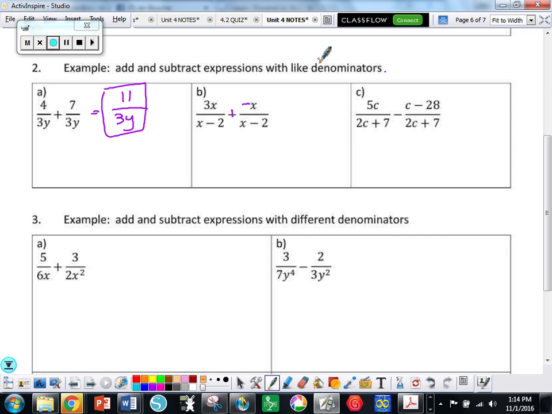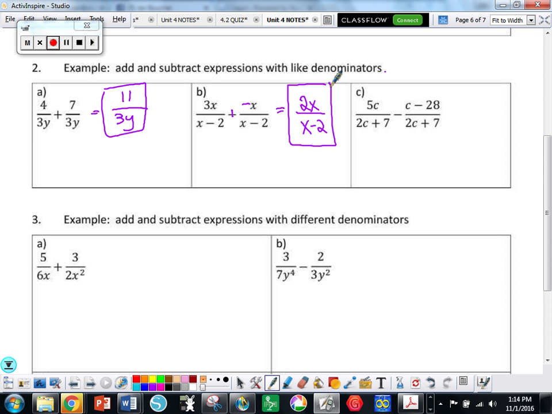Okay. All right, so when we have that now, I can combine them. The denominator is x minus 2. The numerator, 3x minus x, would be 2x. That would be my final answer. Does anything cancel? No. You guys okay so far?